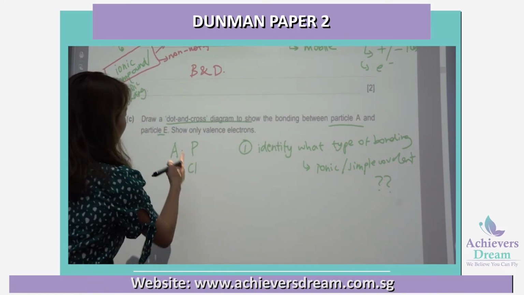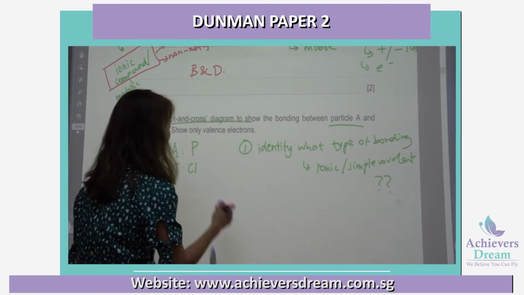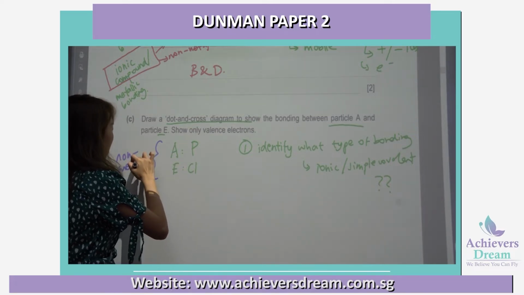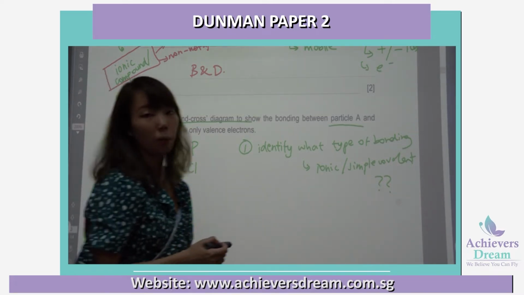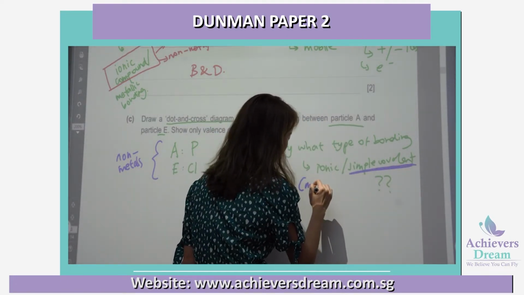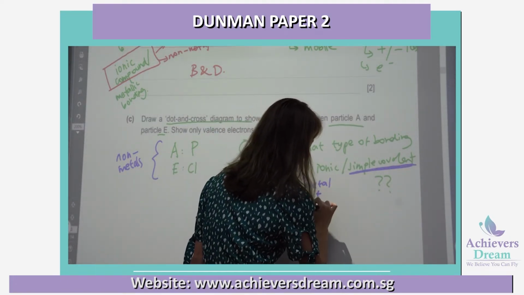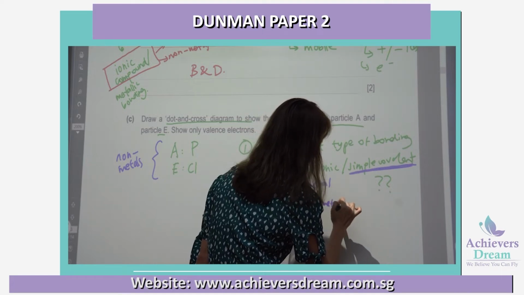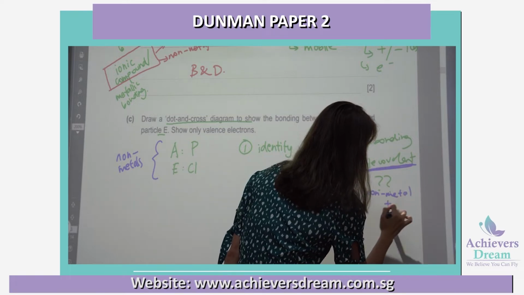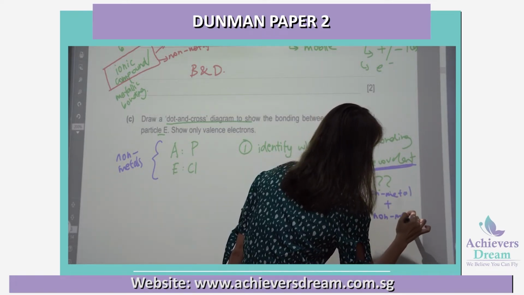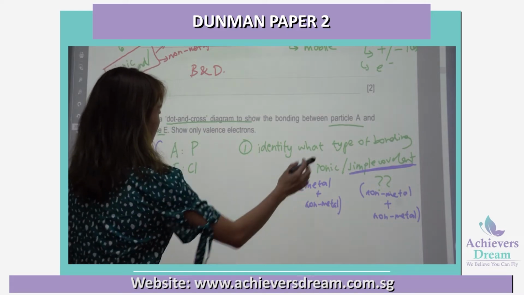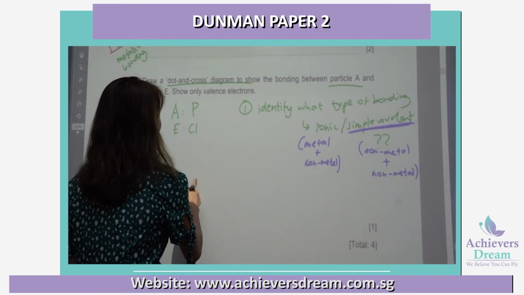Okay, so now let's see. Phosphorus and chlorine, they are both non-metals, correct? So non-metals and non-metals, they will form what kind of bond? Simple covalent bonds. Ionic bond is metal plus non-metal. Simple covalent is non-metal plus non-metal. Okay? So now that I've identified it's simple covalent bonds, I can draw the dot and cross diagram.